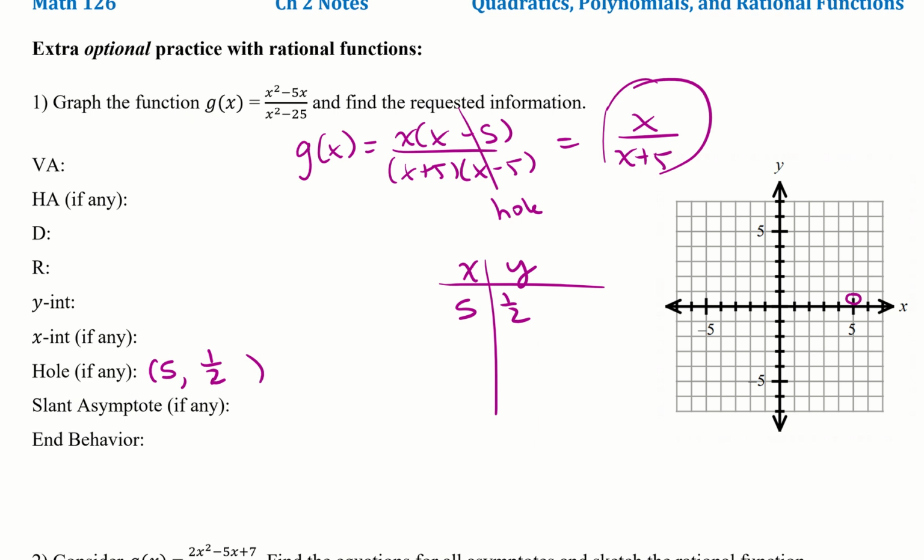I have a vertical asymptote at the other 0 on the denominator, which is x equals -5. And I have a horizontal asymptote at y equals 1, and that's because I have the same degree on the top and bottom. So I'm just going to compare a ratio of those leading coefficients, 1 over 1.